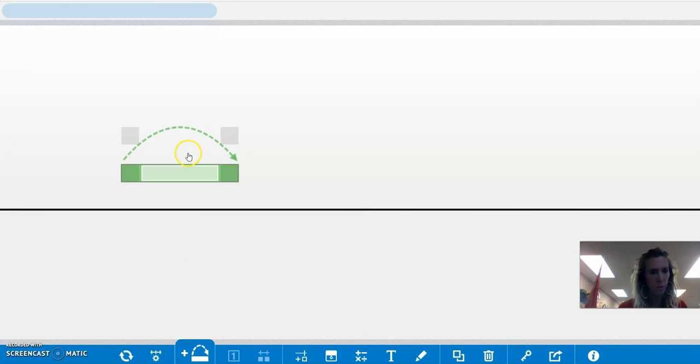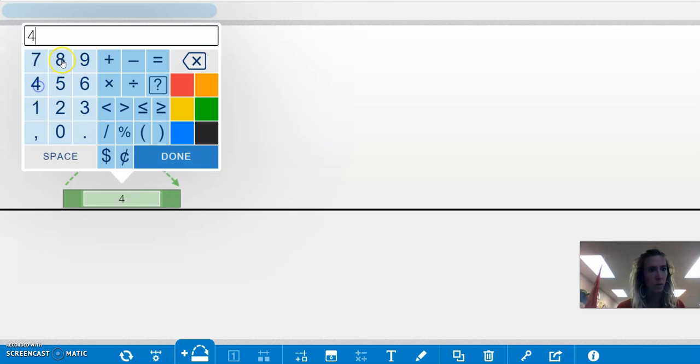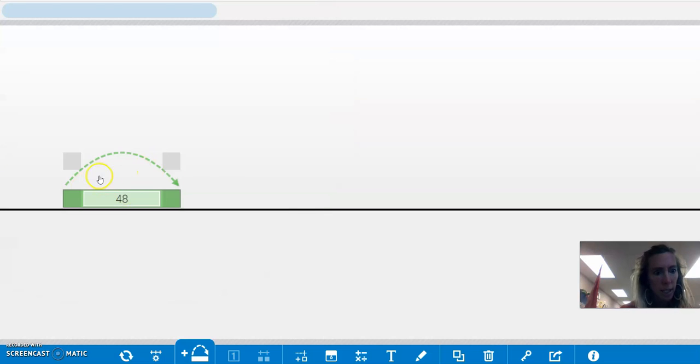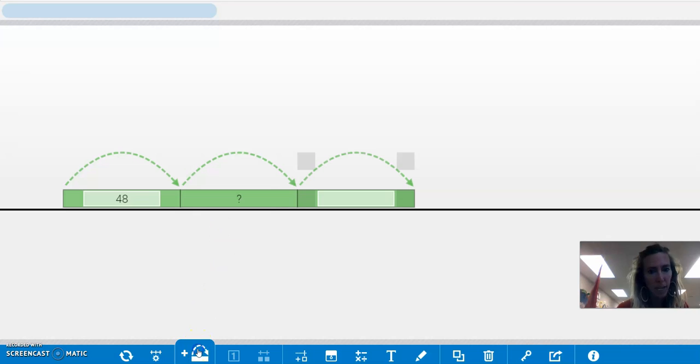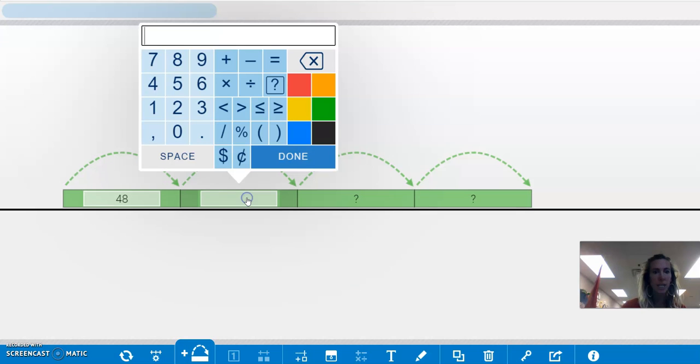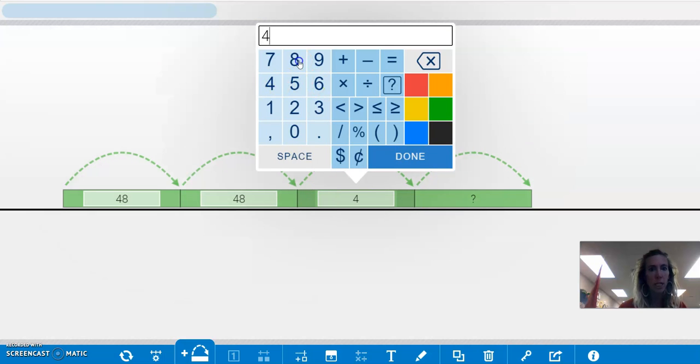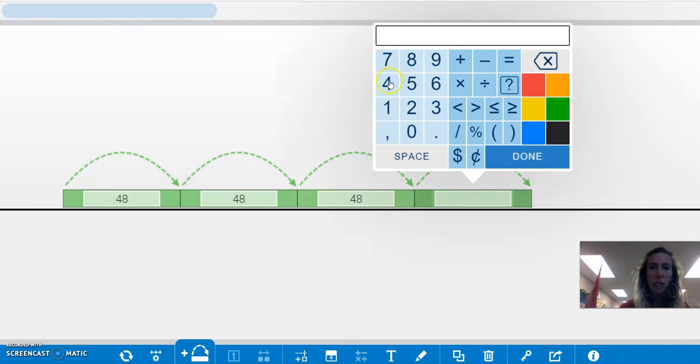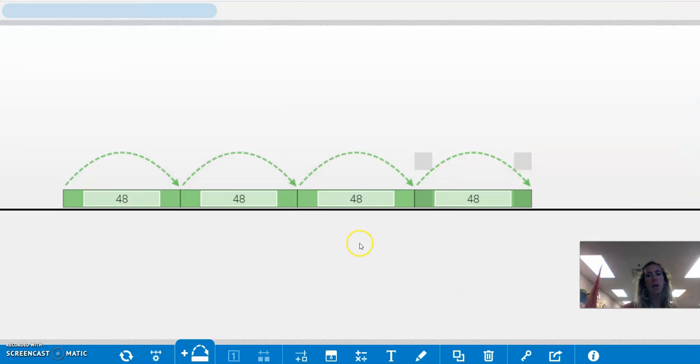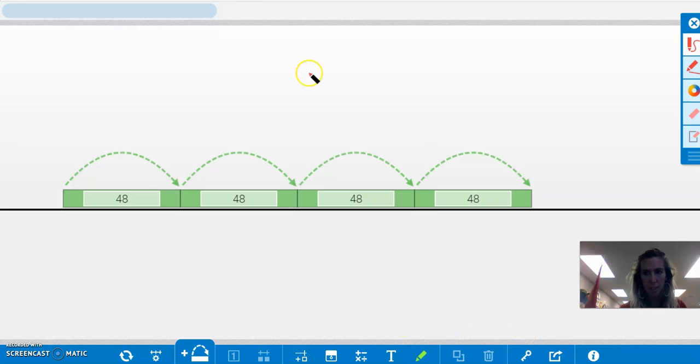I'm just going to do a jump. And I'm going to label it, this is 48. So here is Jim. But the giant is 4 times that. So I'm going to make another exactly the same. And another, and another. I need 4 of them. And each one of these is 48. And this one's 48. And this one's 48. Now I have it. So now I can draw on this.